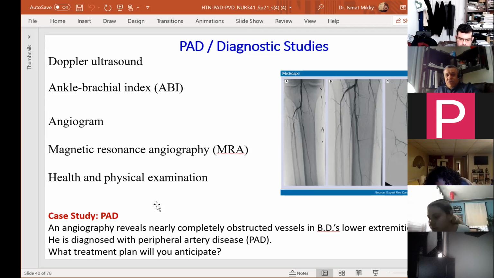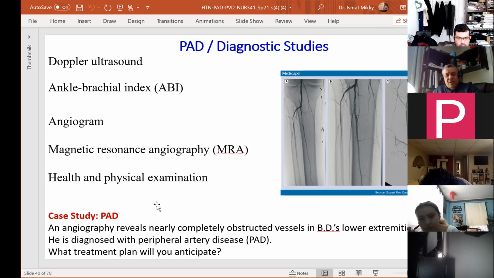But we should be careful with diabetes, because patients with diabetes mellitus tend to have falsely elevated ABI. So we have to take that into consideration just to make sure that we are doing the right calculation. Angiogram, and then we have the MRA and the health and physical assessment.